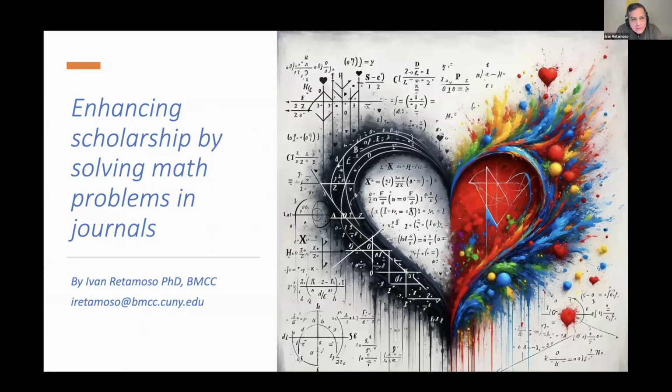I'm going to talk about enhancing scholarship by solving math problems in journals. I'm going to take you through a very brief stroll through the world of solving mathematical problems in journals. I chose this picture because it kind of combines all this mathematical abstraction with a heart.